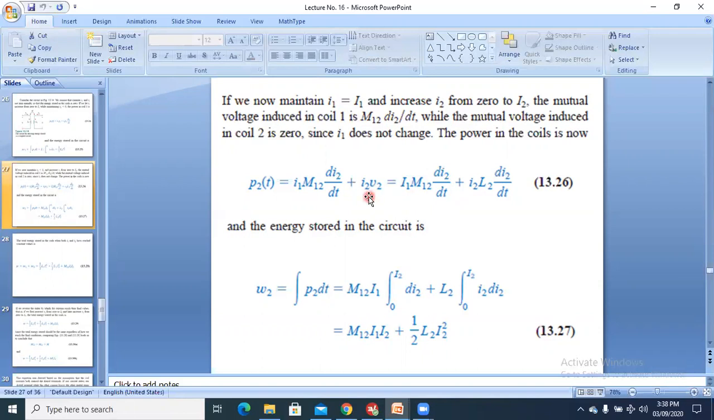Also, if the current in the second coil is increased from 0 to I2, the power is I2 L2 dI2 by dt. And now we calculate the energy stored. So the energy stored is M12 I1 I2 plus 1 by 2 L2 I2 square.